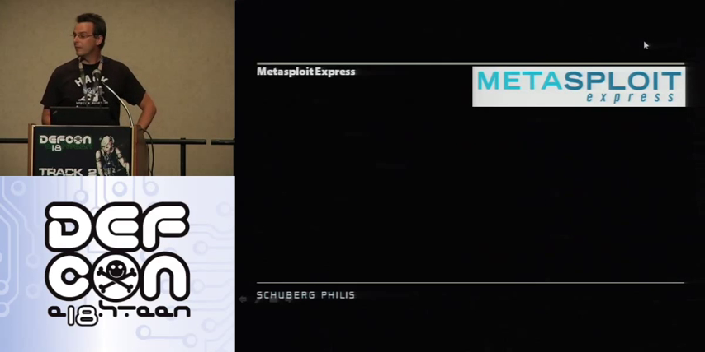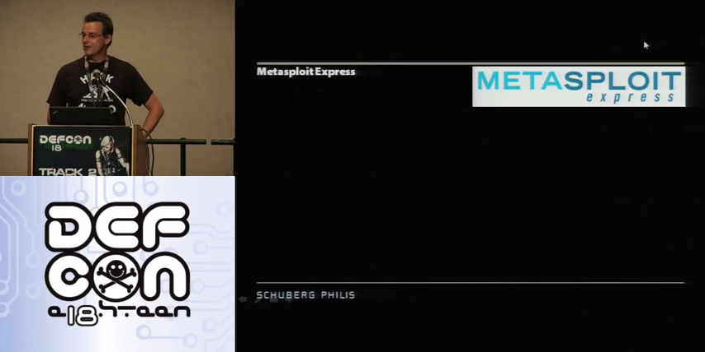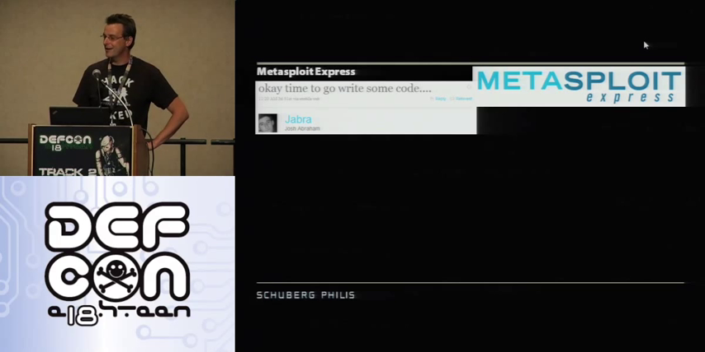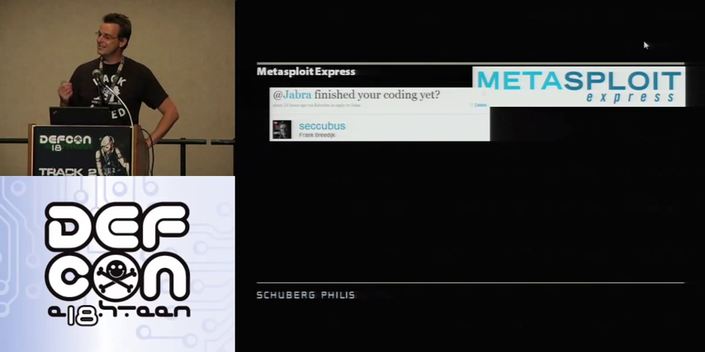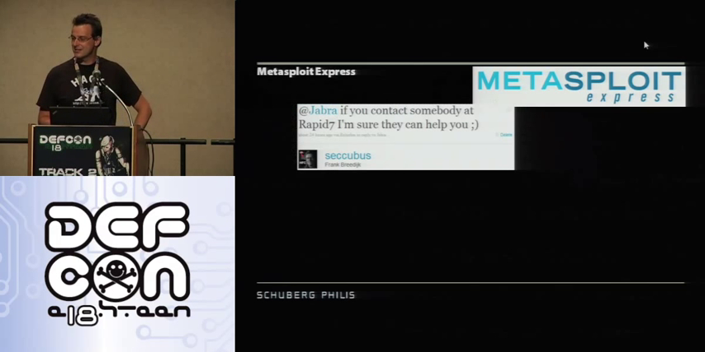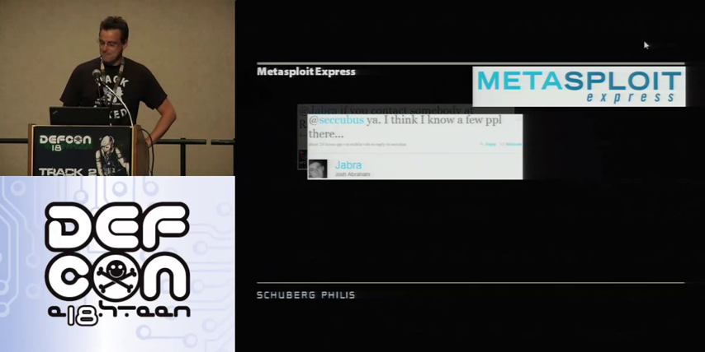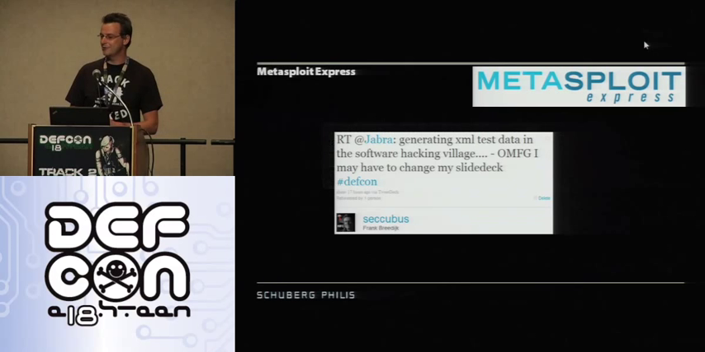Now, speaking of help, I was complaining to Jebra over there about Metasploit Express integration at the speakers party, was it 2 days ago? So he said, no worries, I'll do that for you. So I got up in the morning and saw, okay, time to write some code. And I'm like, let's tease him a little bit. Are you finished yet? Well, he said I need some sample output, so I suggested that he get in contact with Rapid7. And then a couple of hours later, I see something like generating XML test data. So I'm like, oh my God, I have to change my slides now.